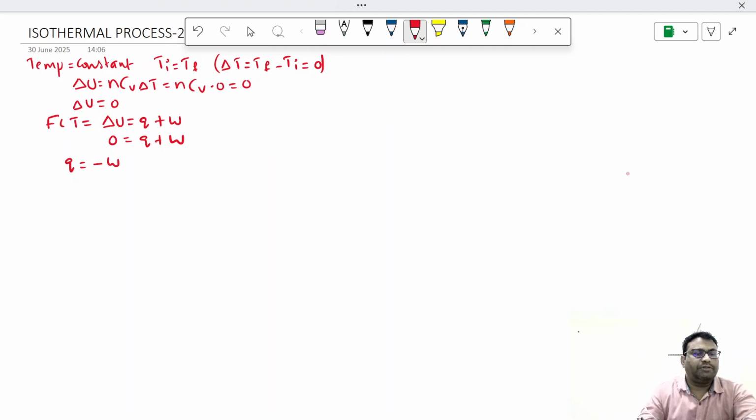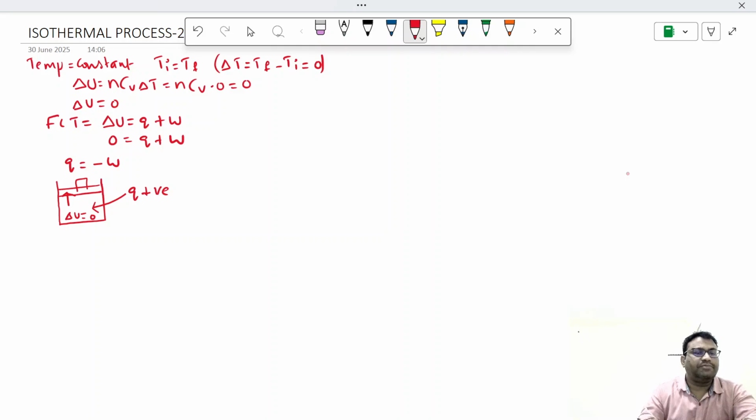Q is equal to minus W means, let us take a gas enclosed in a cylinder. This is considered to be a system. Work done is negative and Q is positive. Q positive means heat energy is absorbed by the system. Here delta U is equal to 0 in isothermal process, so there is no change in the internal energy. Whatever heat energy is absorbed by the system is used to do work by the system.